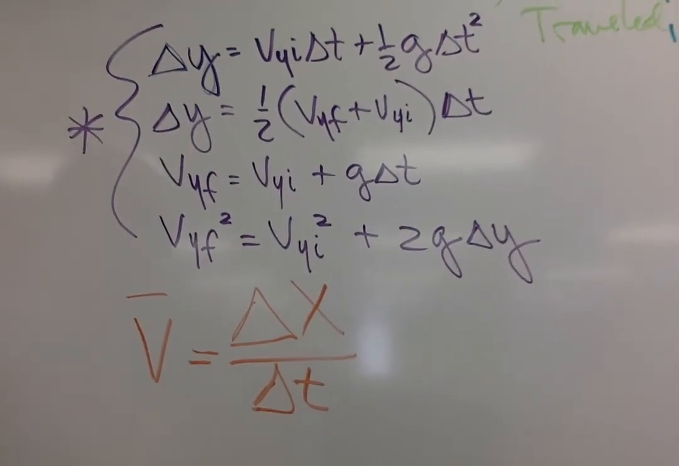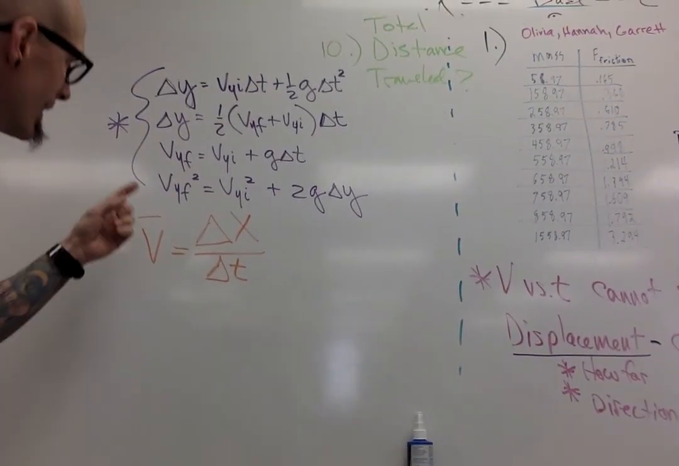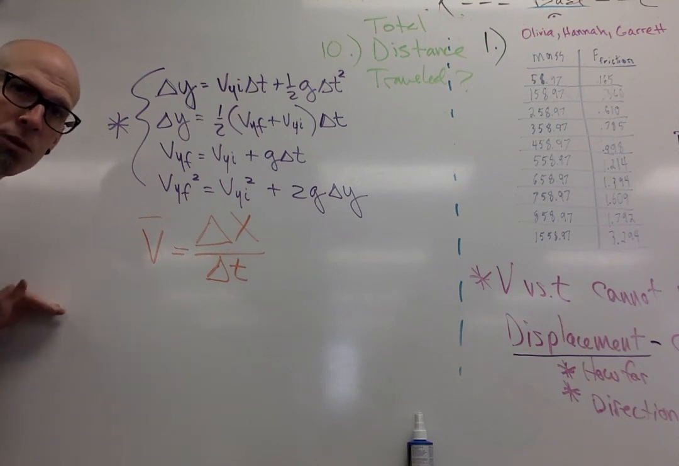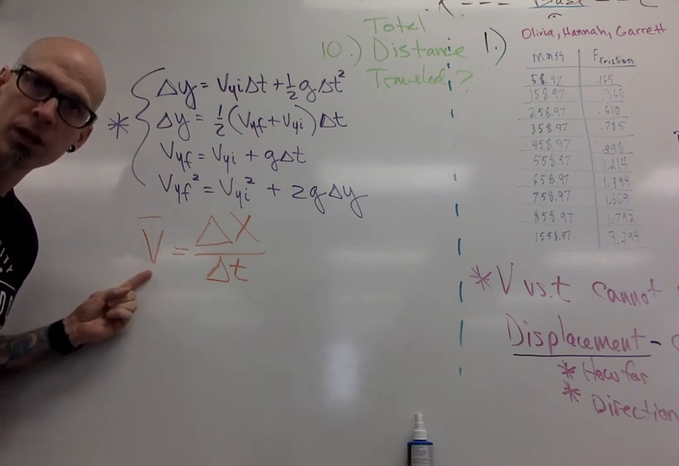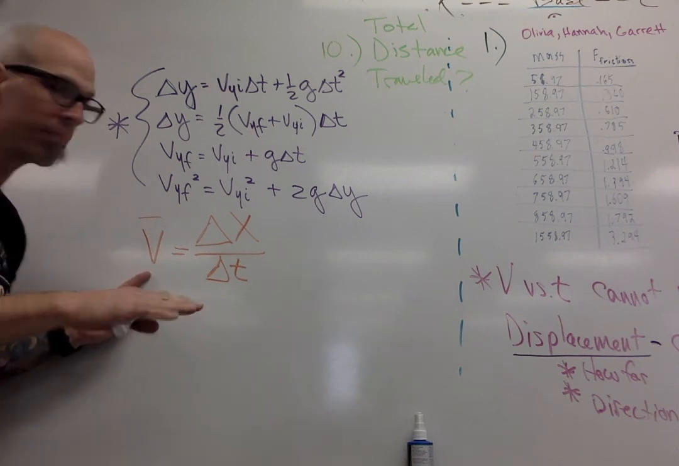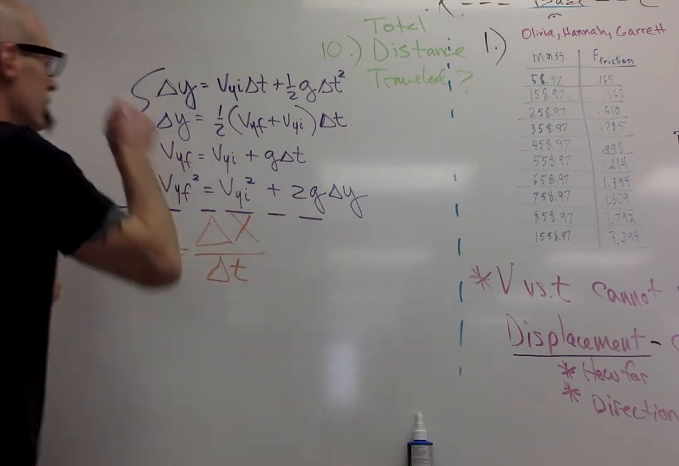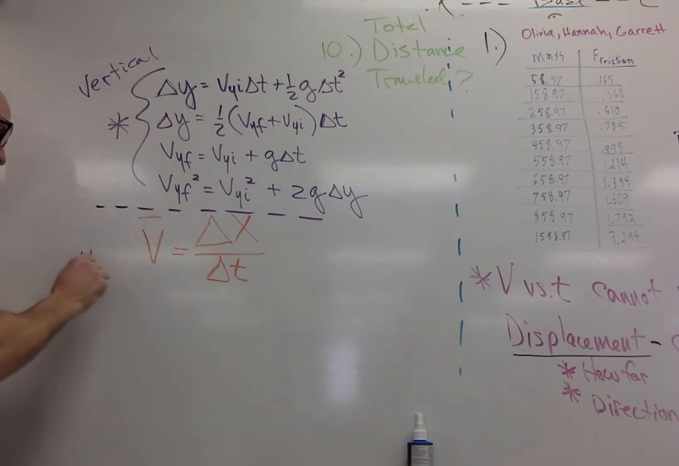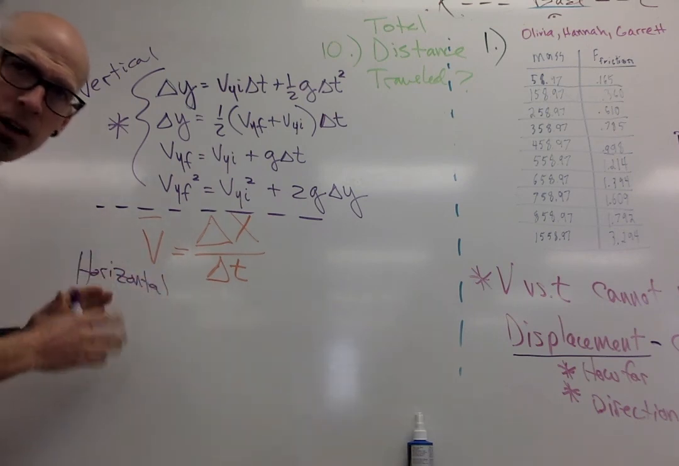Now, those velocities are different than this velocity. If you have a projectile that's moving horizontally, that's the velocity that it's moving horizontally. The vertical stuff, horizontal. You have two completely different sets of variables here.